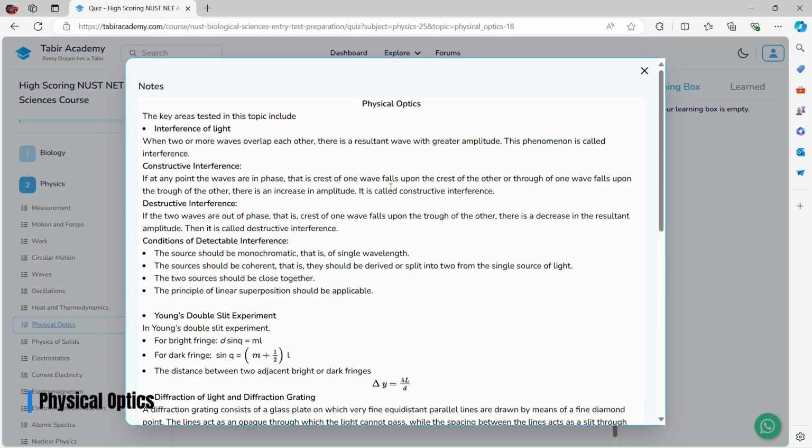Alright, so our topic for today is physical optics. Interference of light is when two or more waves overlap each other. There is a resultant wave with greater amplitude.